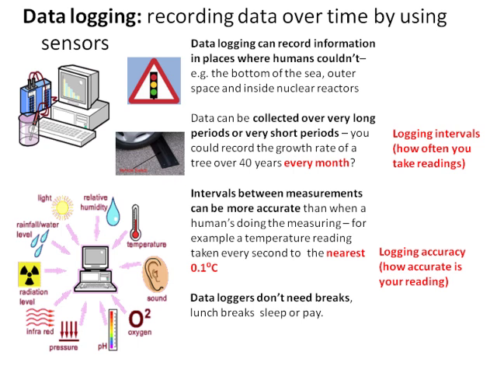If we look at some terms that you might need to know when we're talking about data logging, you'll notice logging interval. This is how often you take readings. So if I wanted to record the tree growing, I might take a reading every month. That is the logging interval, every month. Logging accuracy is how accurate my readings would be. If I was recording the temperature to the nearest 0.1 degrees Celsius, the accuracy would be 0.1 degrees Celsius.